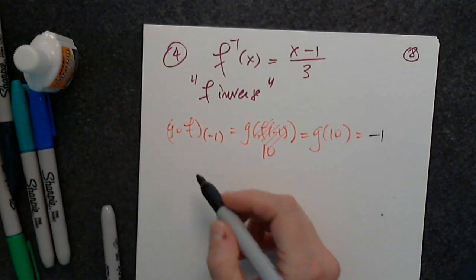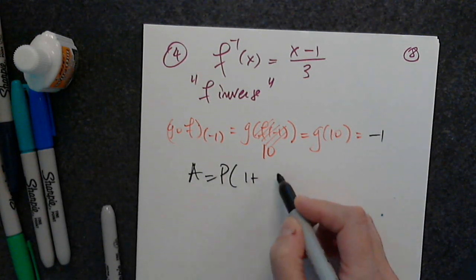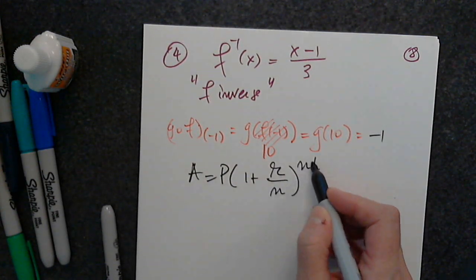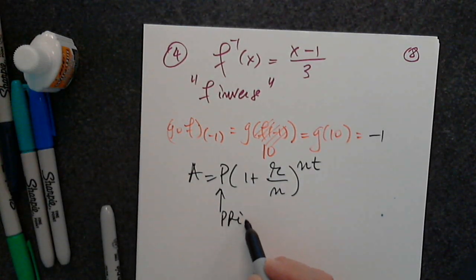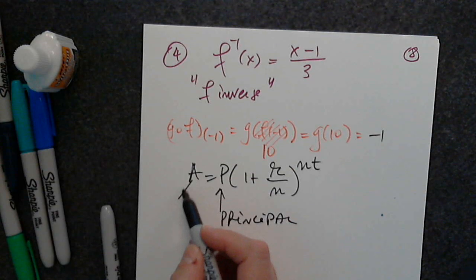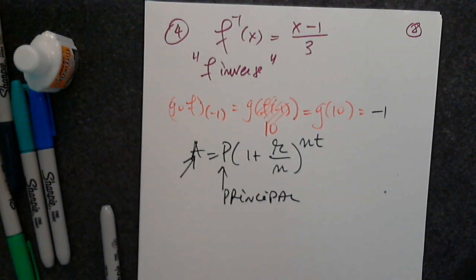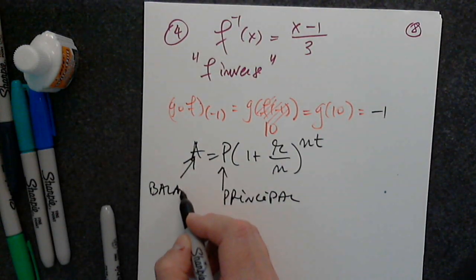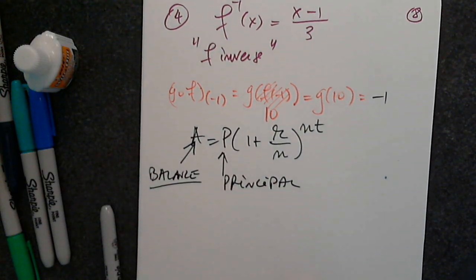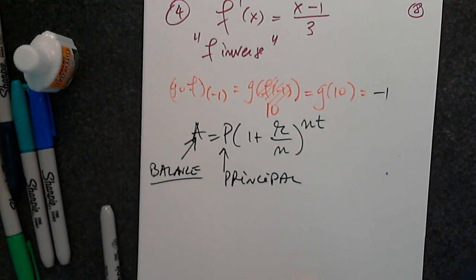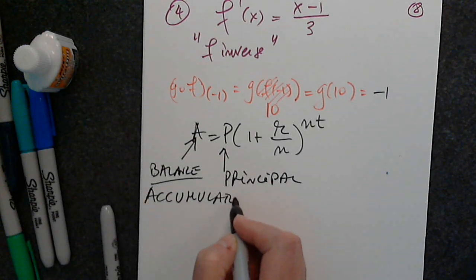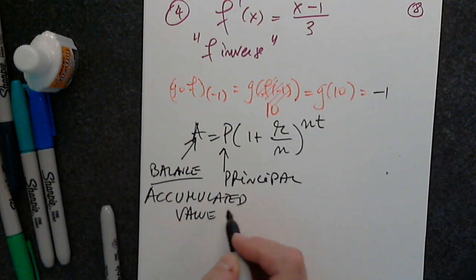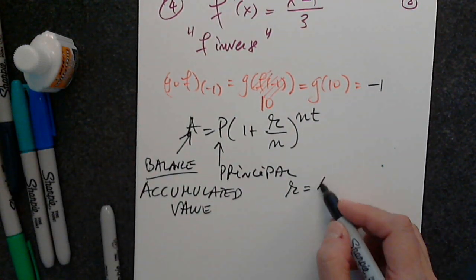So in the formula A equals P times 1 plus R over n, raised to nt, P is the principal, A is the accumulated value. They call it balance, but it's the accumulated value. It can be called balance, but we normally say it's the accumulated value. R is the annual interest rate.